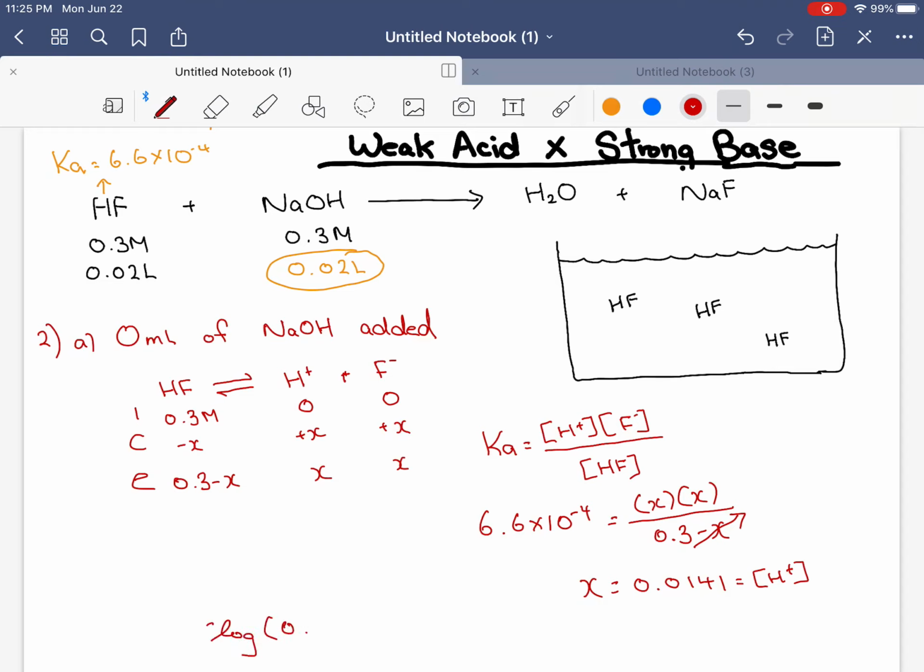So negative log of 0.0141 is going to give you, let me punch that into my calculator, 1.85. Okay, so when no base was added, 0.3 molar of HF has a pH of 1.85. That's exactly what we expected. Due to the fact that this is a weak acid, no complete dissociation, so therefore 1.85 is totally good.